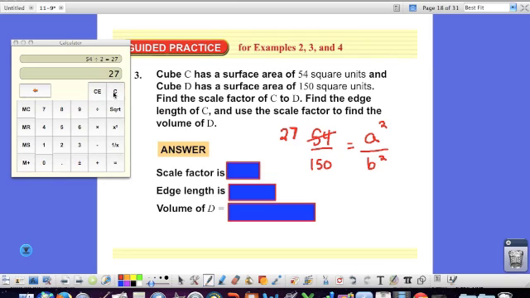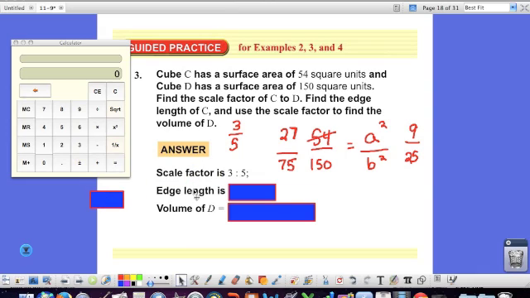And 150 divided by 2 is 75. Now these are both divisible by 3. 27 divided by 3 is 9, and 75 divided by 3 is 25. And at this point, we can't simplify them anymore, but they are both perfect squares. So if a squared is equal to 9, a is equal to 3. And if b squared is equal to 25, b is equal to 5. So the scale factor is 3 to 5.